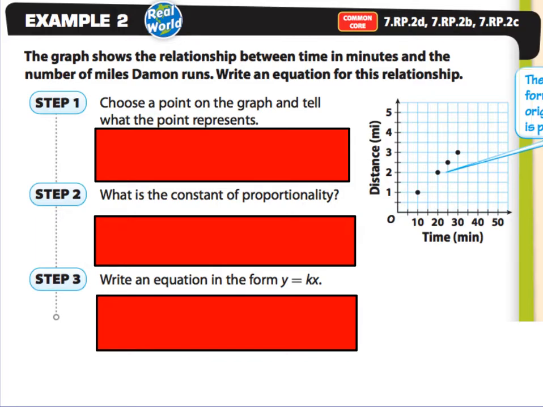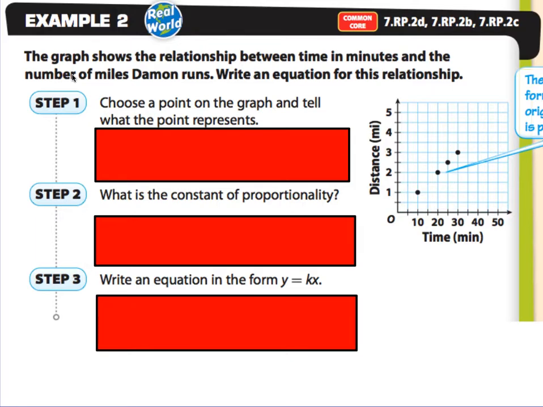All right, example number 2. So now we're talking about the parts of our graph. For the parts of our graph, we're looking at what the points on our graph mean. Now that we know whether or not the relationship is proportional, we want to look at what those proportional points actually mean. So here I have a graph that shows the relationship between time in minutes and the number of miles Damon runs. And we're going to write an equation for that relationship.